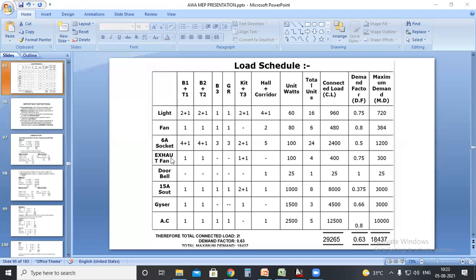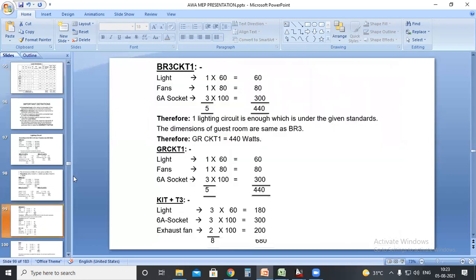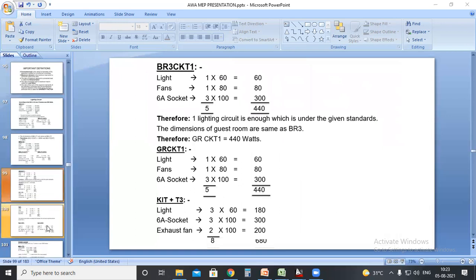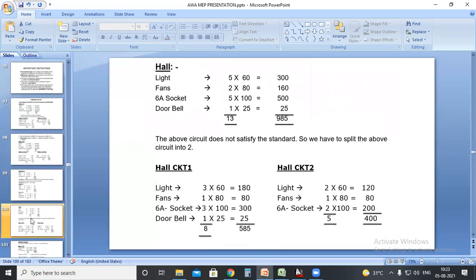Okay, I'm not waiting for the answer. I will go to the calculation or the value they have taken here. So kitchen plus toilet 3, as mentioned, 8 points and 680 watts. And next is hall plus corridor. You can see 13 points and 985 watts. 13 points and 985. So it does not satisfy the standard.